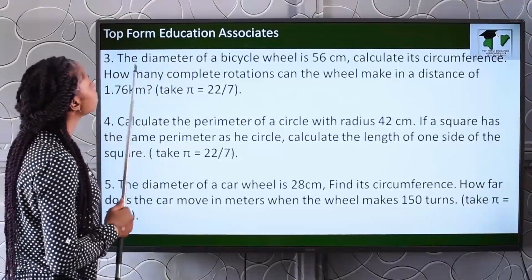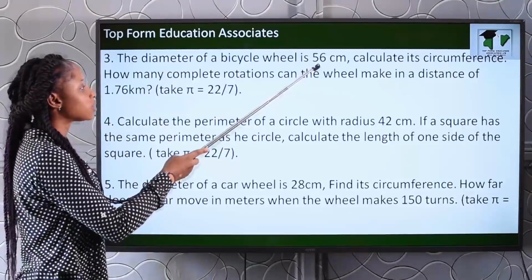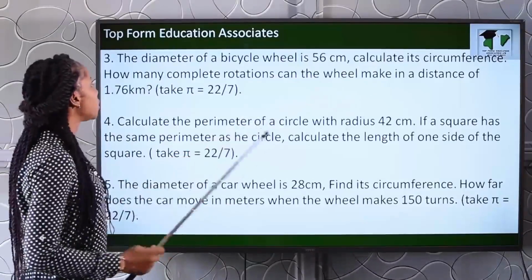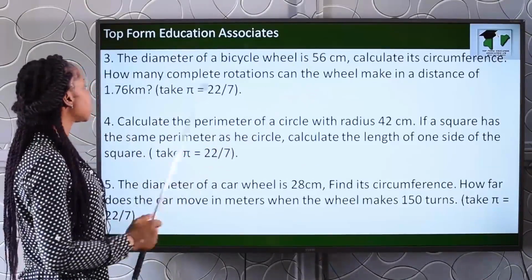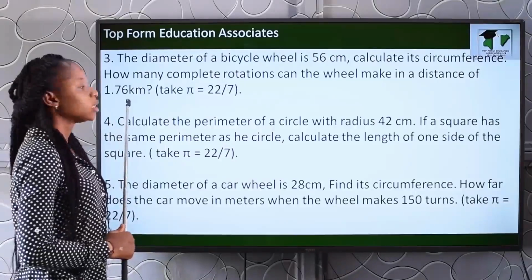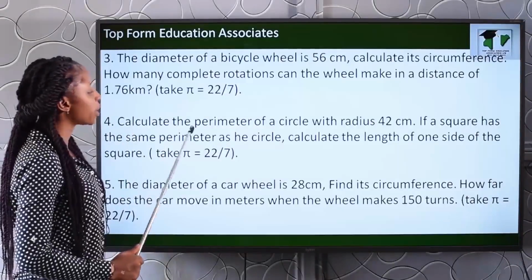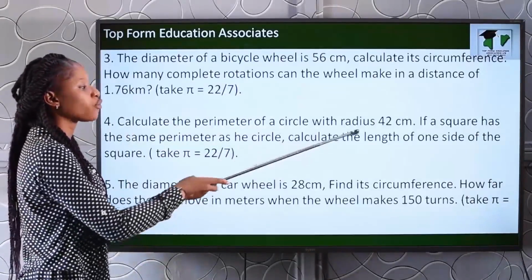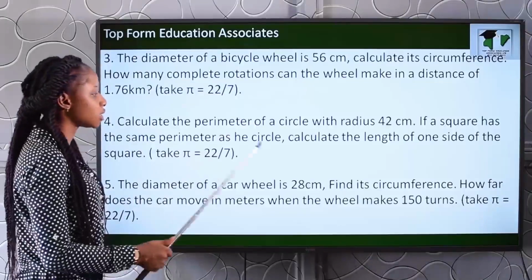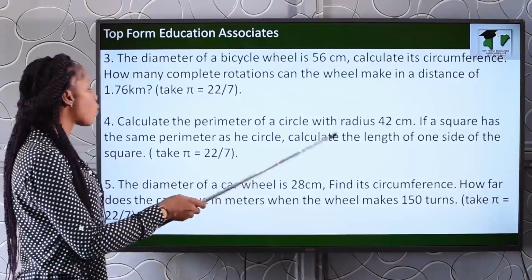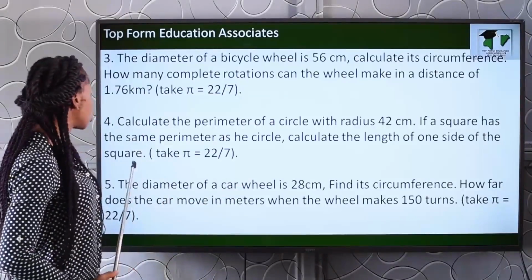I believe you know what to do. Number 3, the diameter of a bicycle wheel is 56 centimeters. Calculate its circumference. How many complete rotations can the wheel make in a distance of 1.7 kilometers? Okay. Number 4, calculate the perimeter of a circle with radius 42 centimeters. If a square has the same perimeter as the circle, calculate the length of one side of the square. I believe we've done something similar to this, so this should be easy.